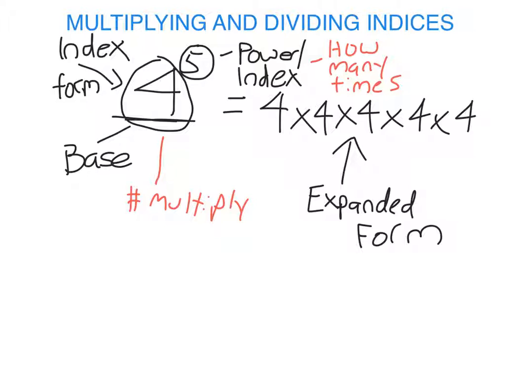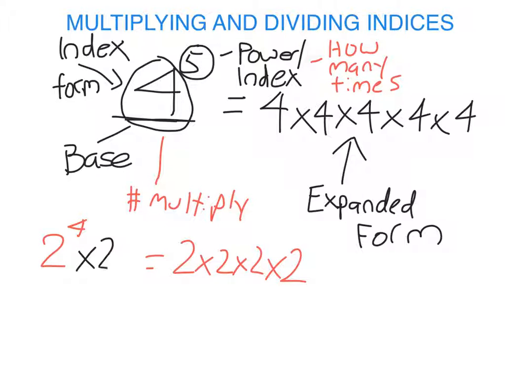So let's say I have something like 2 to the power of 4. Make sure you don't make the mistake of thinking that that equals 8. It's not 2 times 4, it's 2 times itself 4 times. Okay? Now what if I wanted to multiply that by another power of 2? Let's say I wanted to multiply 2 to the power of 4 by 2 to the power of 3.